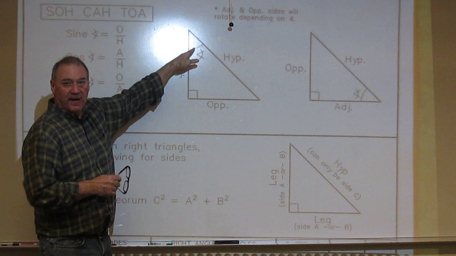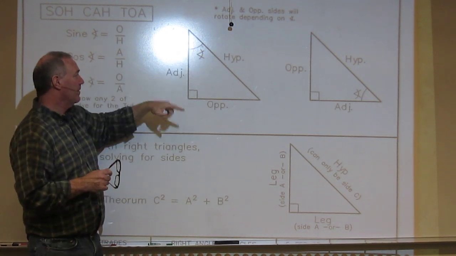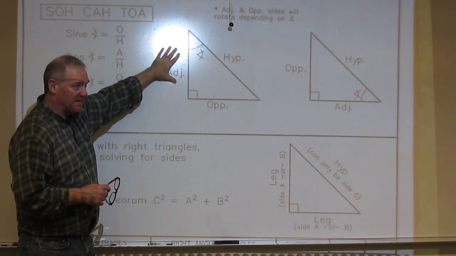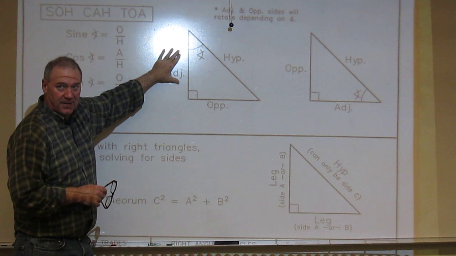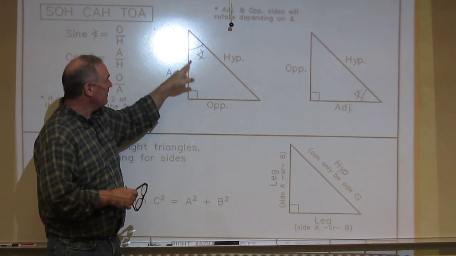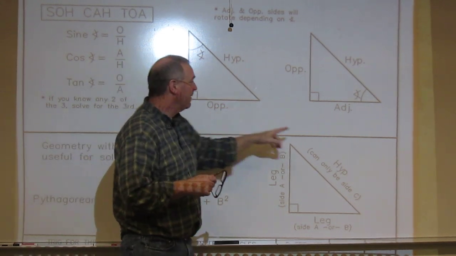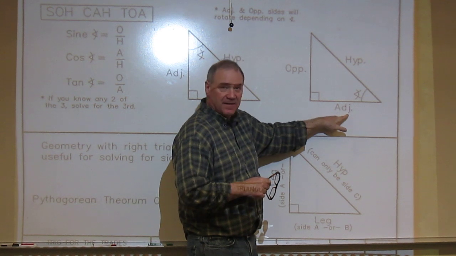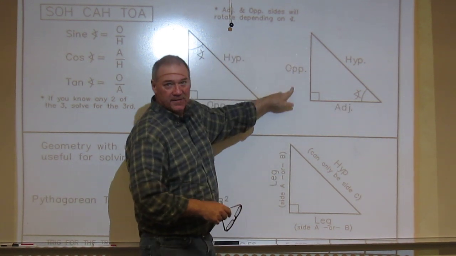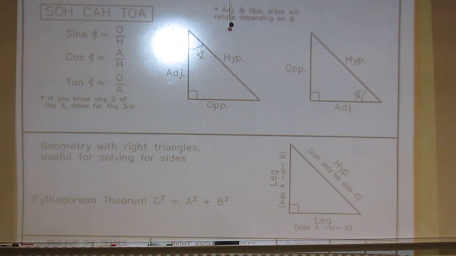Now, if I know this angle or I'm looking for this angle, then my legs are no longer labeled A and B. This one would be adjacent because this side is adjacent to the angle, right here. This side would be opposite because it is opposite the angle. If I'm looking for the only other angle down here, notice that the adjacent has been flipped, because this side is adjacent and this side is opposite. Are we all kind of good with that?